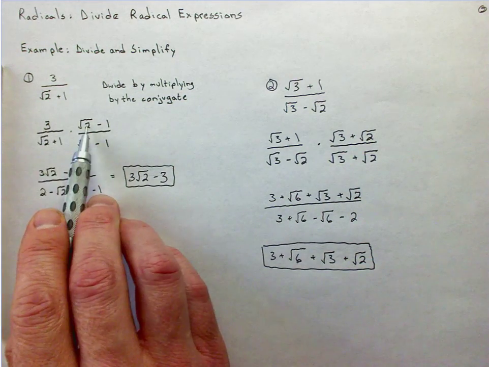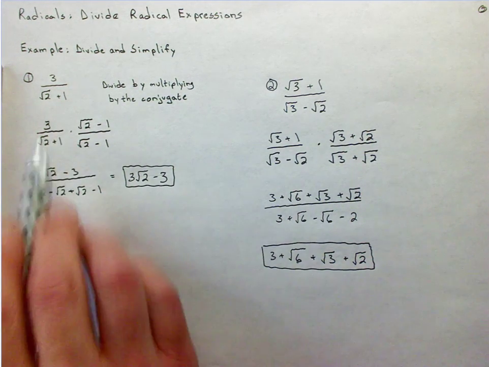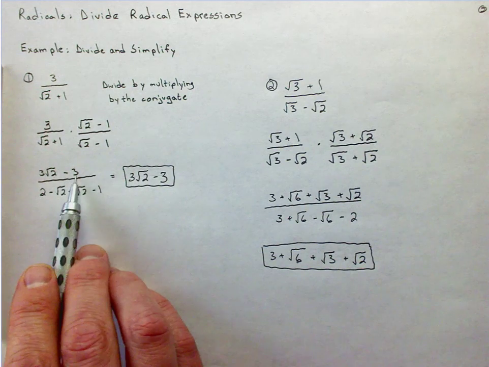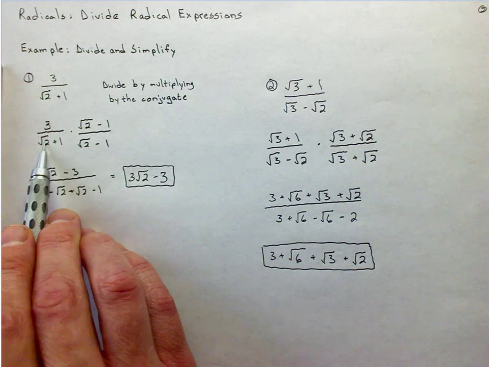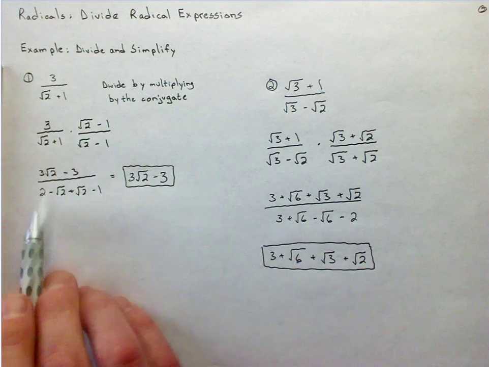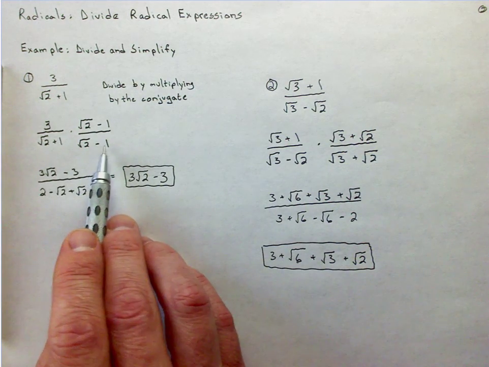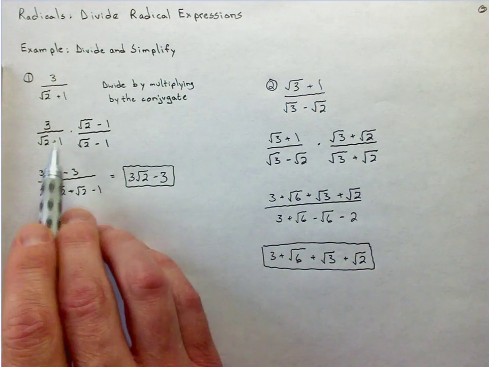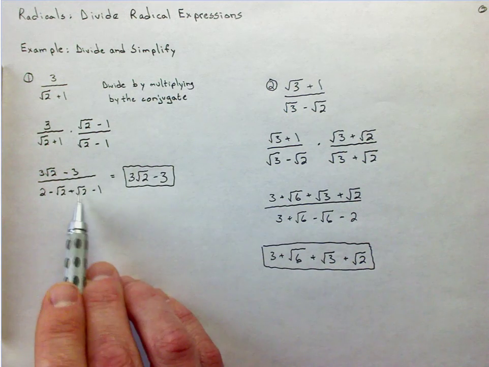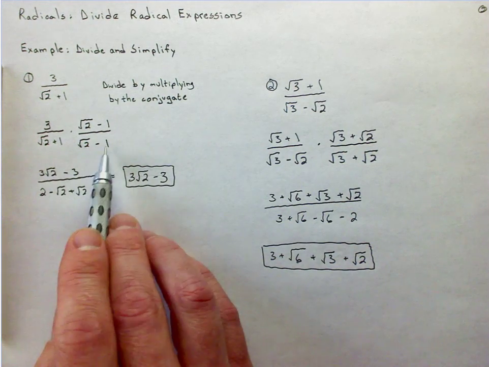So 3 times the square root of 2 is 3 square roots of 2. 3 times the negative 1 is a negative 3. And square root of 2 times the square root of 2 is 2. Square root of 2 times the negative 1 is negative square root of 2. 1 times square root of 2 is square root of 2. And 1 times the negative 1 is a negative 1.